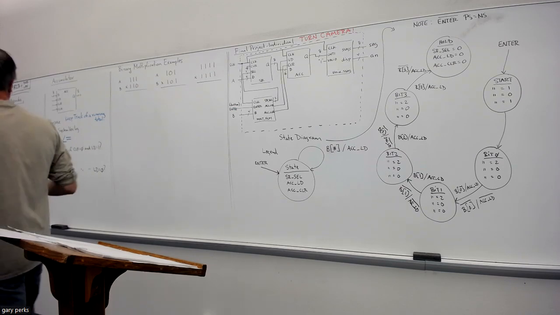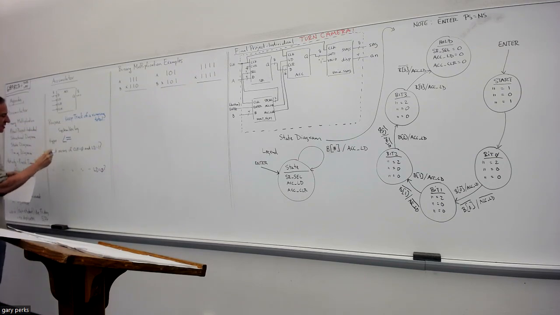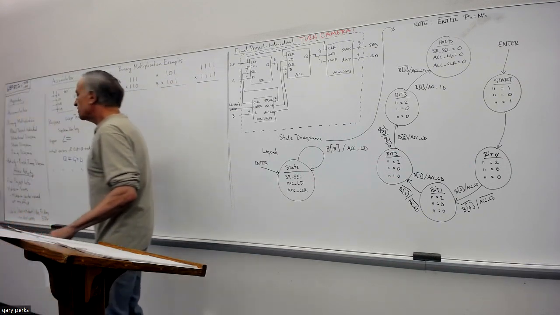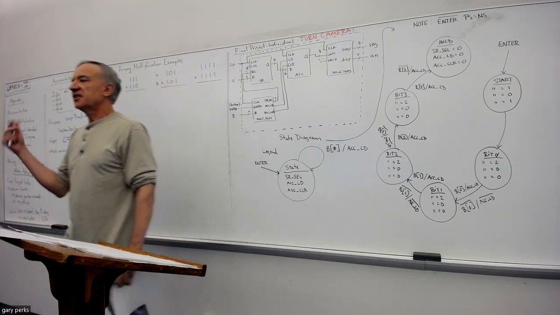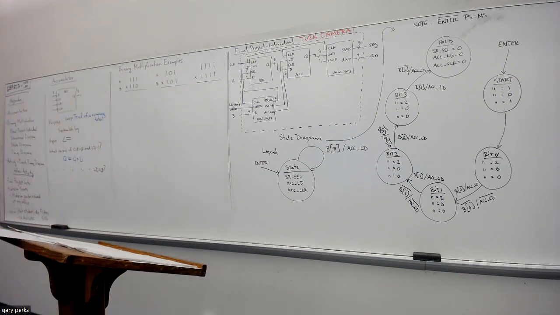So this is just Q is going to be assigned Q plus D. But if we're not clearing and we're not loading, let's say clear and load are both 0, since clear and load are active high, we're neither clearing nor loading. What's going to happen? What's the accumulator going to do?